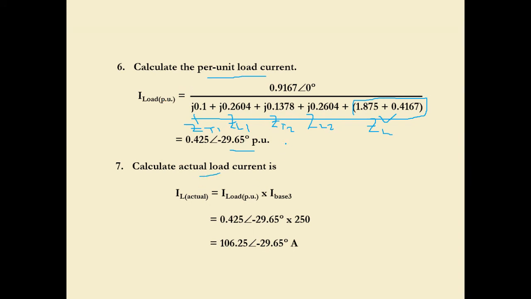So calculate the actual load current. We have this value multiplied by I base 3. Why I base 3? Due to the load location, the actual load. I base 3 we have seen earlier, so this is 250 ampere.